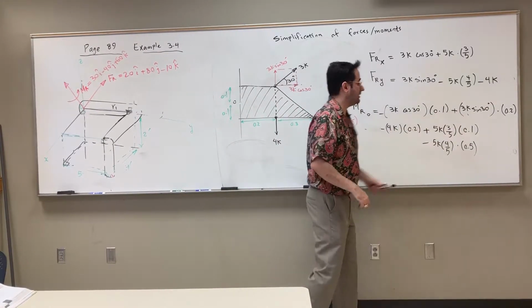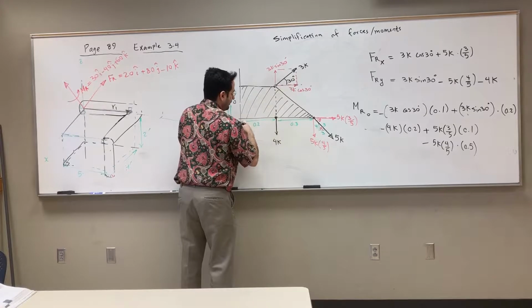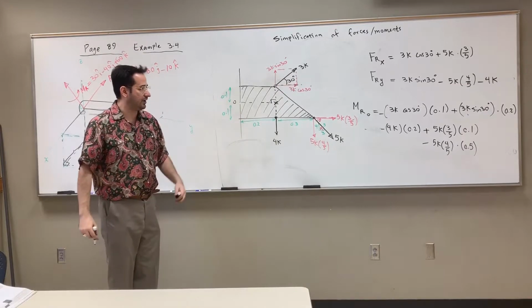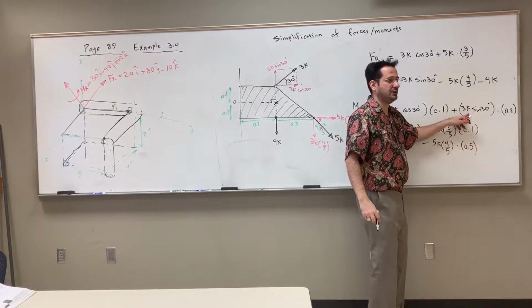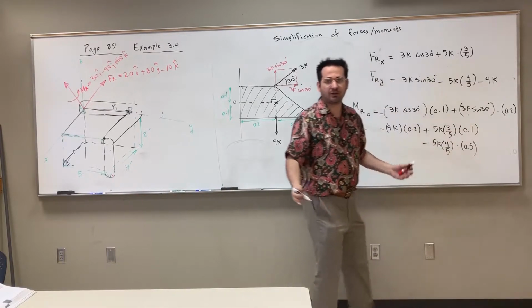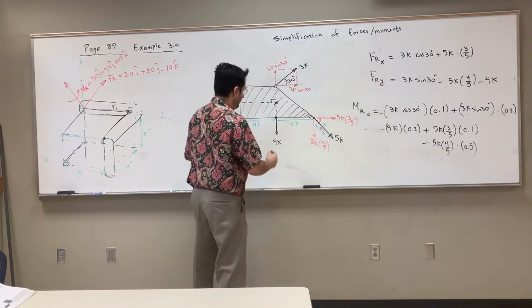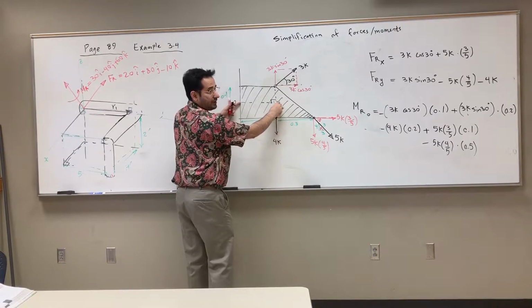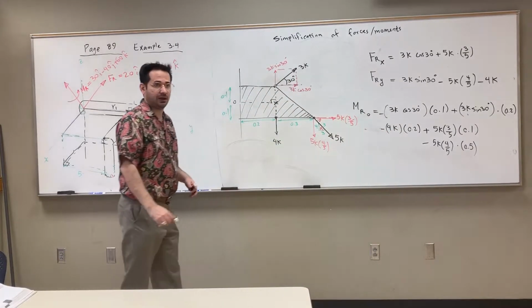Now go to the next step. This component, where should I move it? Down, just to this point, where it's perpendicular. What's the moment arm? 0.2 times the value of the force component. Positive or negative? Positive. Now let's go to this one. Where should I move it? All the way up to here. What's the moment arm? 0.2 times the value of the force, 4k. Positive or negative? Negative.